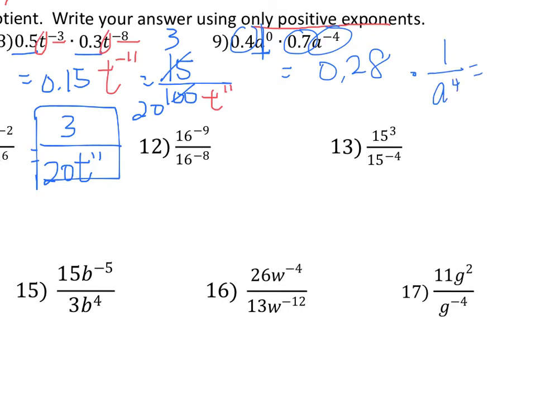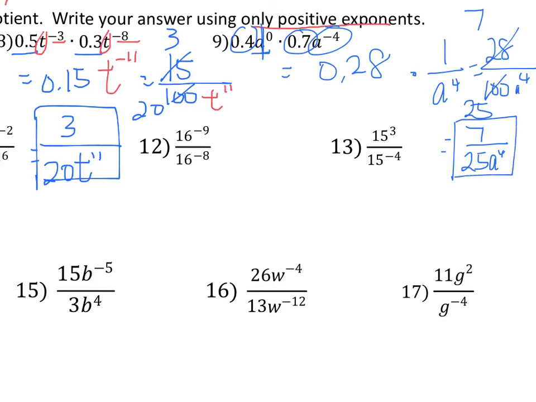And I can change 0.28 to a fraction. Okay, and I can put a to the 4th power here. And then 28 over 100 share a GCF of 4. So 28 divided by 4 is 7, and 100 divided by 4 is 25. So we get 7 over 25 a to the 4th power as your answer.